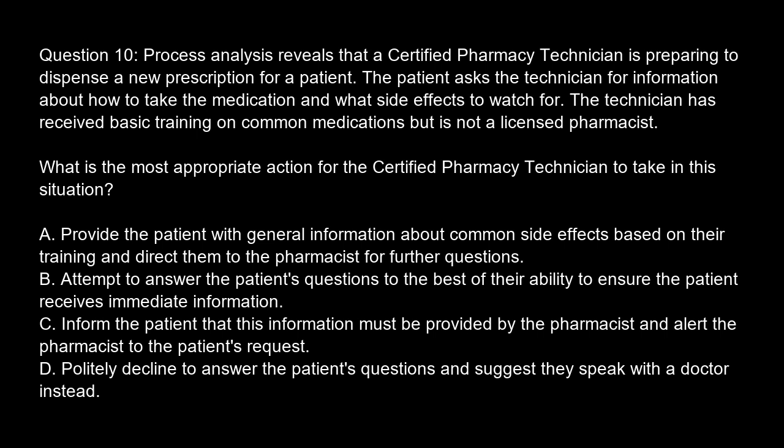Option A. Provide the patient with general information about common side effects based on their training and direct them to the pharmacist for further questions. Option B. Attempt to answer the patient's questions to the best of their ability to ensure the patient receives immediate information. Option C. Inform the patient that this information must be provided by the pharmacist and alert the pharmacist to the patient's request. Option D. Politely decline to answer the patient's questions and suggest they speak with a doctor instead.